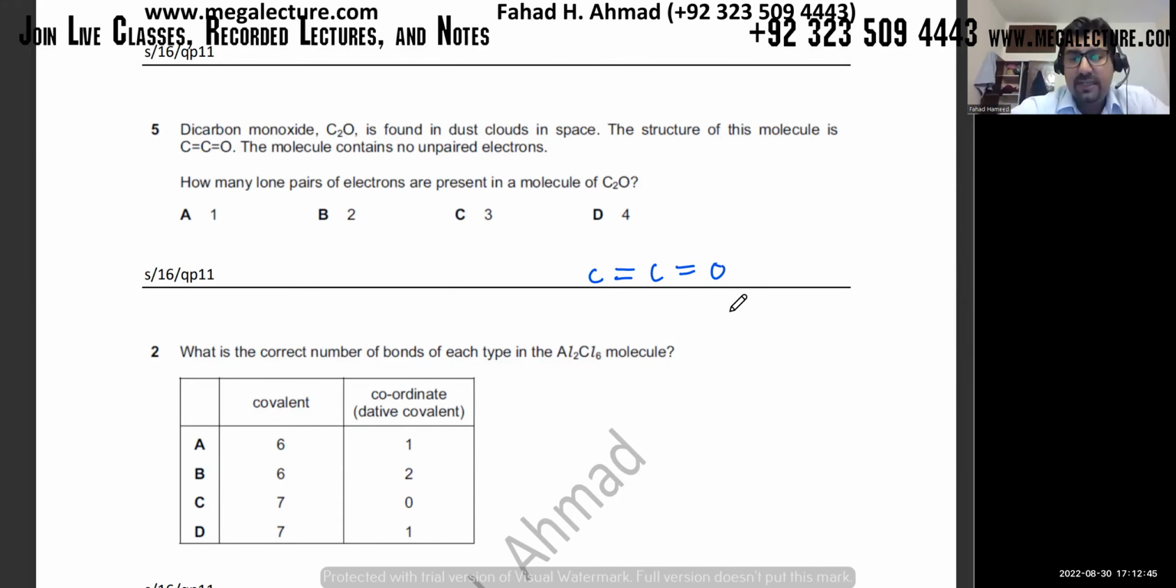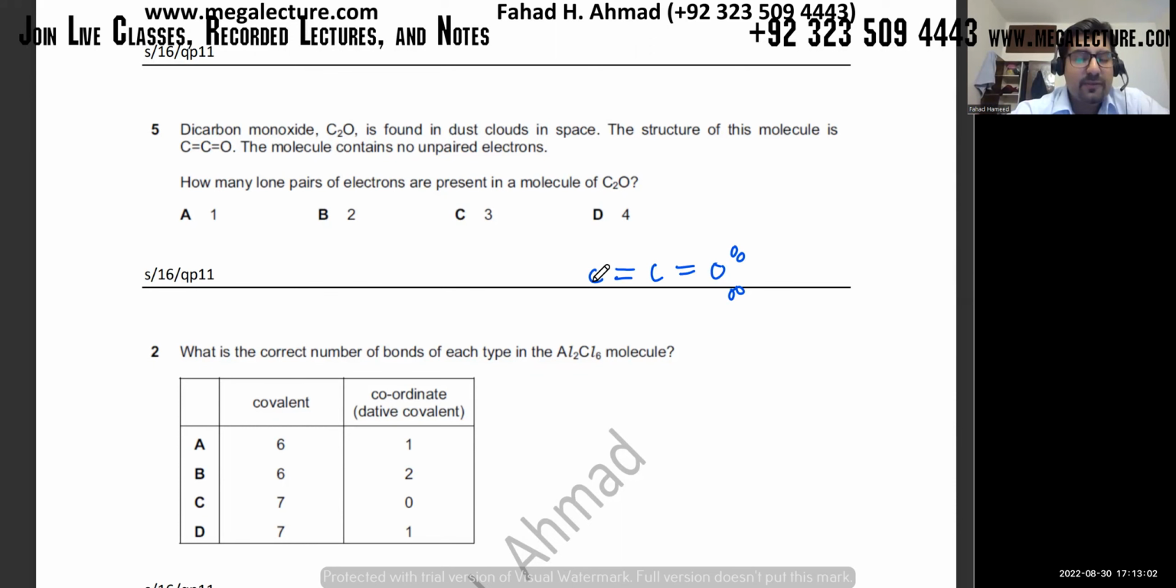So oxygen is group 6, so it's got 6 electrons. 2 electrons are shared over here. So that means there are 4 electrons that are left. The carbon in the middle is group 4. That means it's got 4 electrons in its outer shell. 2 electrons shared here, 2 electrons shared here, nothing left.